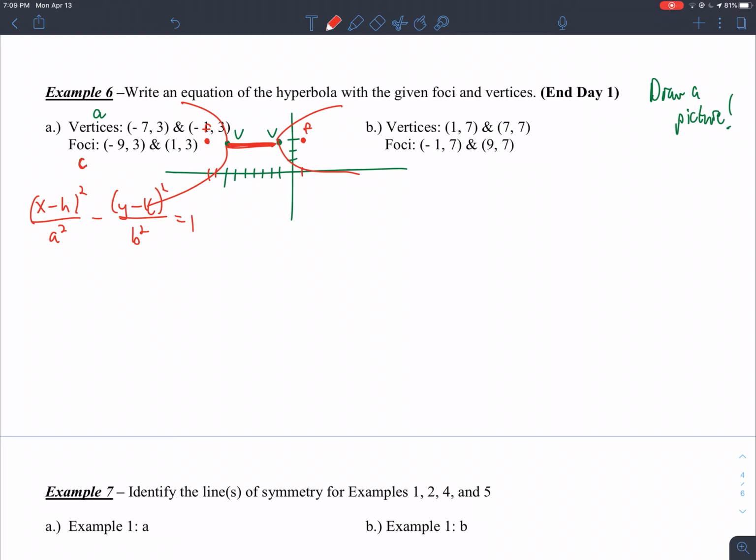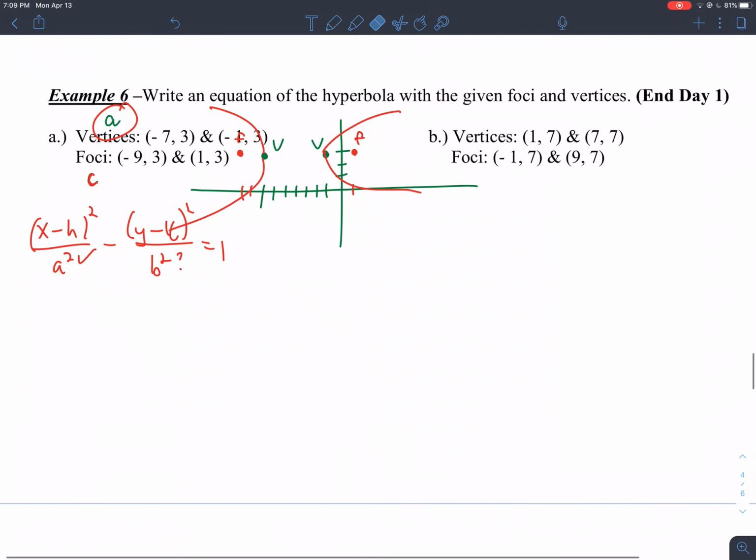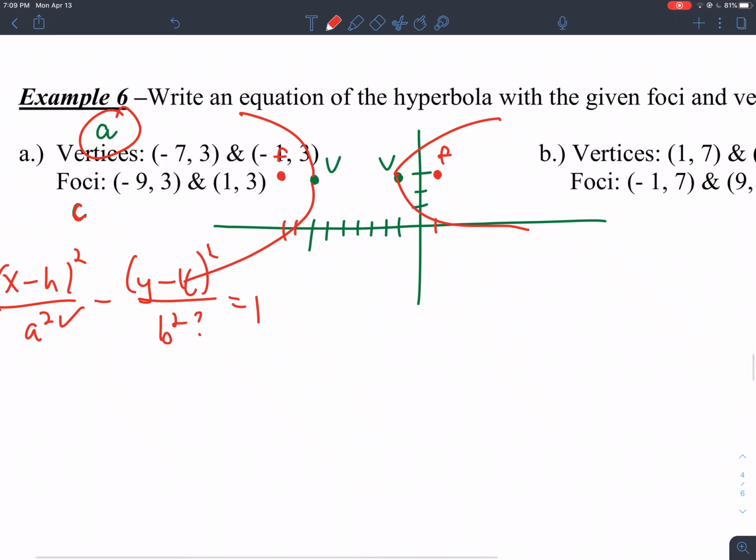Okay, and we said I've been given an A, so I can fill this in pretty easily, and we can find that stuff right now. I don't know B, and at the moment I don't know H and K either. So I need to work a little bit harder on my picture here. So let's go back to our picture and see what I can extract from this.